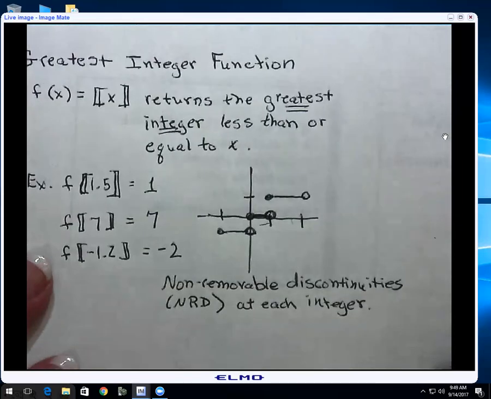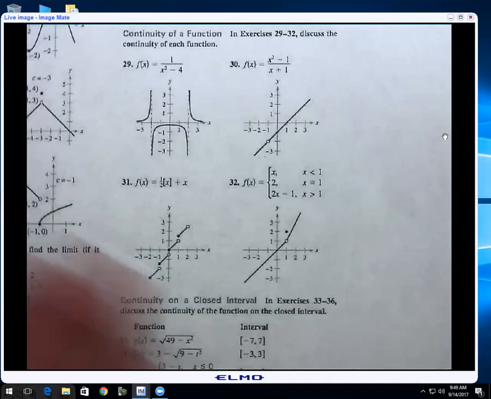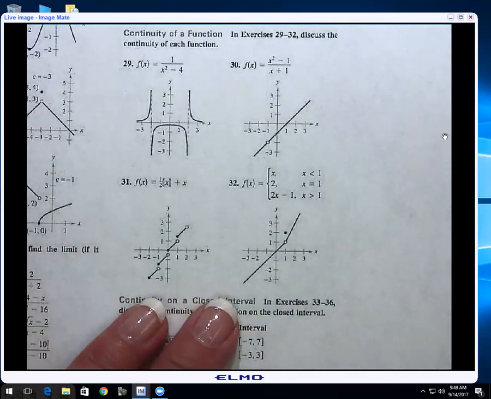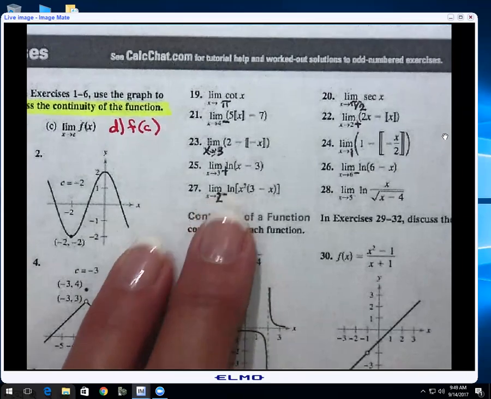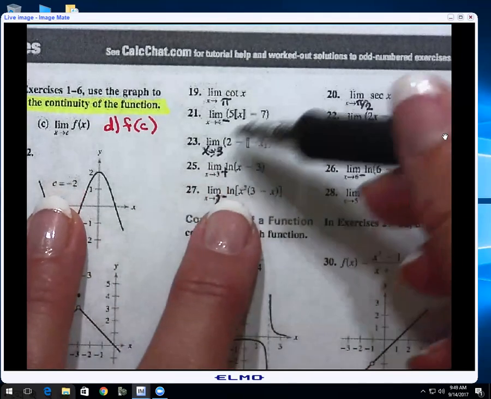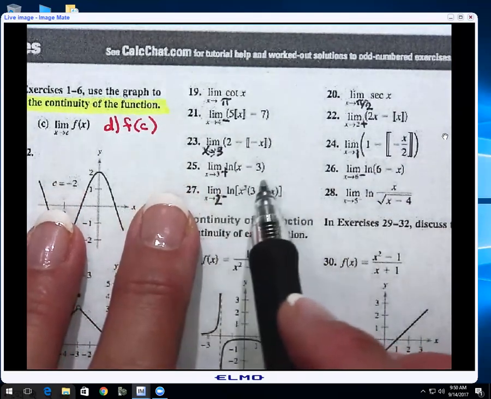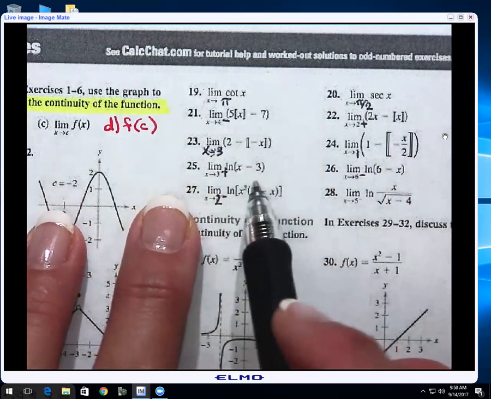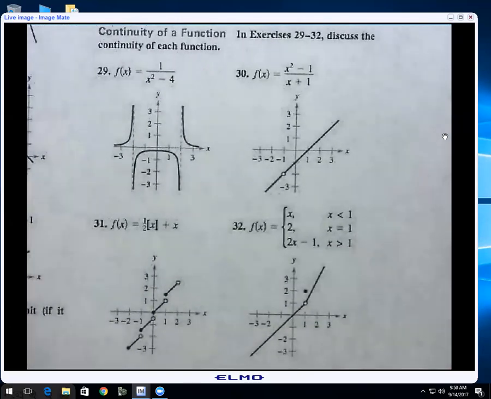We're not close to number 61 yet, so let's see how we can go into hyperspeed here. Hey folks, please stop talking. Now that you know what the greatest integer function means, I just want you to think hard and see if you can figure out 21 and 23. You already know what you need to know about natural log, so you should be able to figure that out. 29 through 32 say discuss the continuity of each function. You just write a sentence.